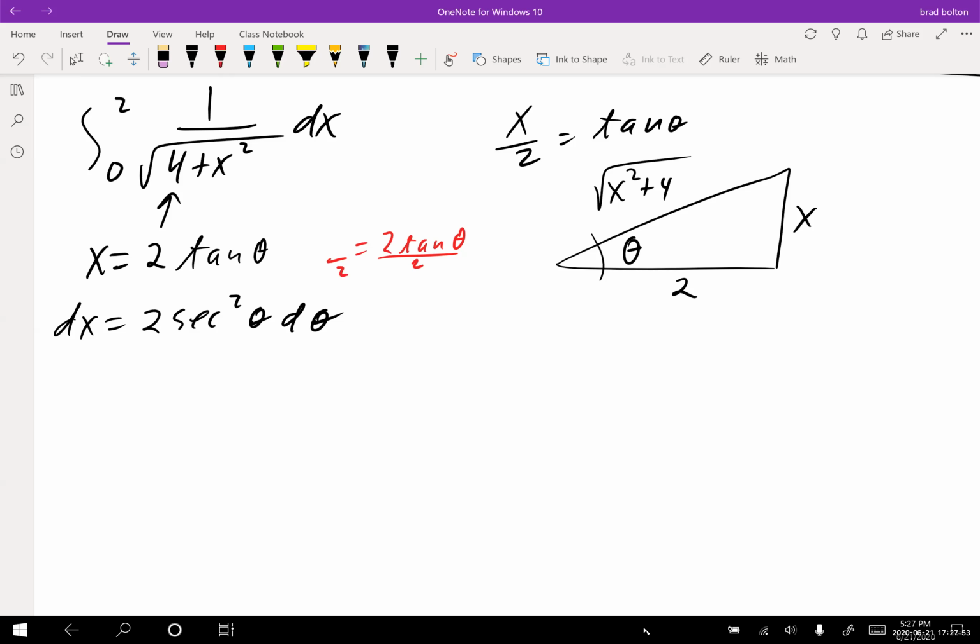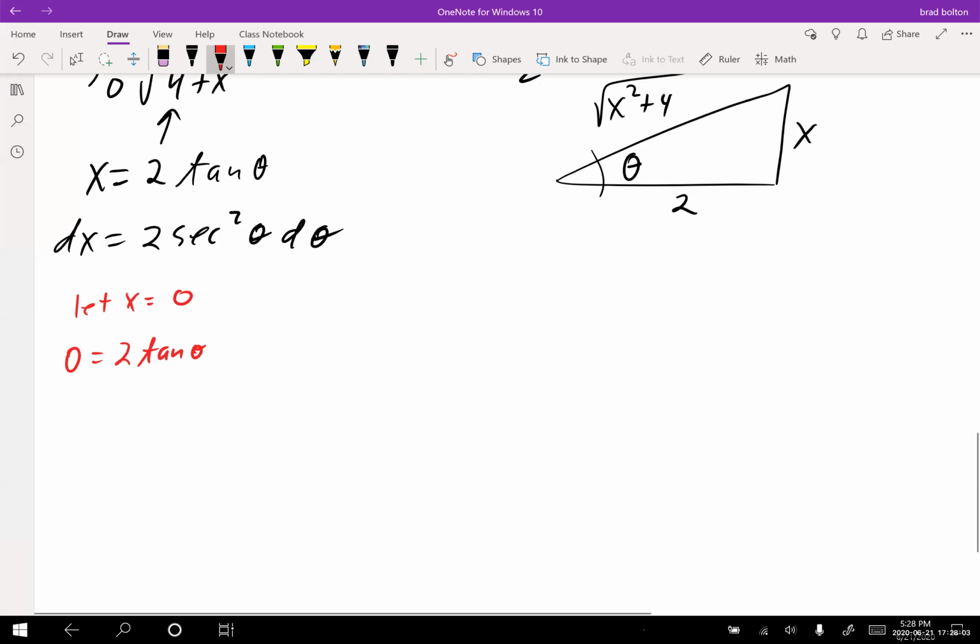You know what, I better write it down here. I'm not going to have room. So we're going to say let x equal 0. So then 0 equals 2 tan theta. So when would tangent of theta equal 0? Well, the tangent of theta would equal 0 when theta is equal to 0, because tangent is sine theta over cosine of theta.